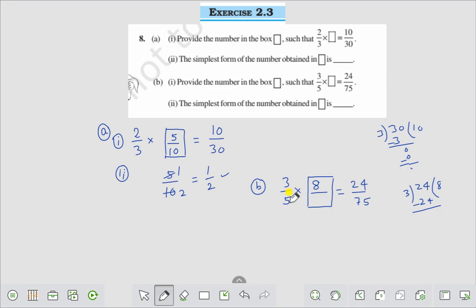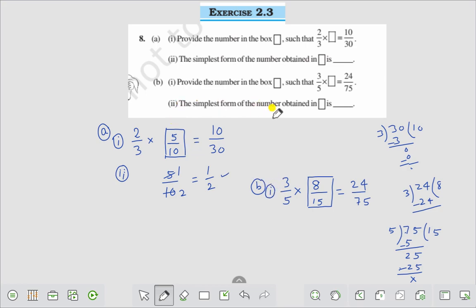And by which number 5 should be multiplied so that we get 75? That means divide 75 by 5. That is 5 1s are 5, 7 minus 5 is 2, that is 5, or 5 15s are 75. Right? That means if we multiply 5 with 15, then we are getting 75. Right? This is question number B1. The answer is 8 by 15.